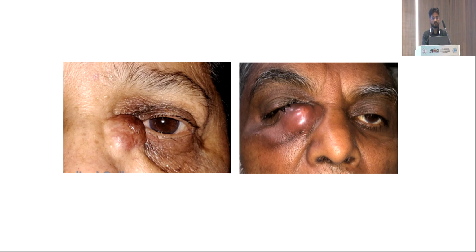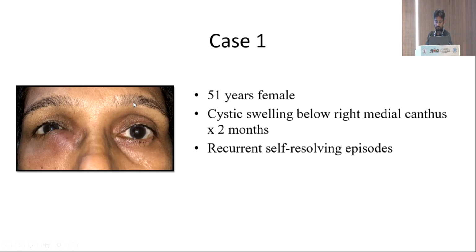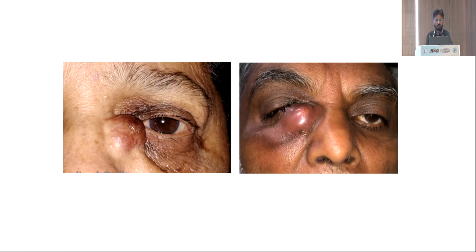So these two cases, when you closely look at them, more or less look similar. Both of them have a mass in the medial canthal area. But when we clinically examine, you see the case here has a mass in the medial canthal area, but it's a firm mass and the skin is quite puckered to it. It's going above the medial canthal tendon.